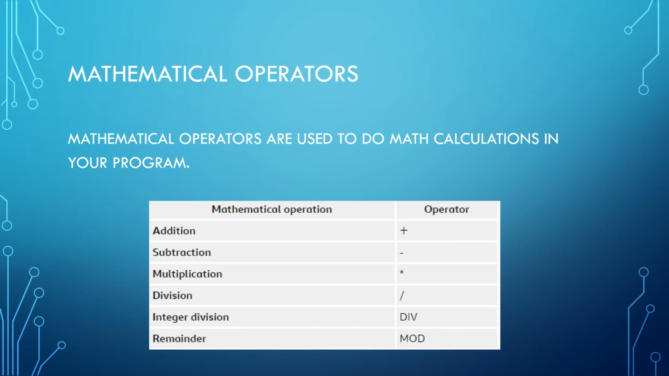Mathematical operators. Mathematical operators are used to do math calculations in your program. We've got addition, subtraction, multiplication, division, integer division, which is div, and remainder, which is mod. These are the 2 different ones, and they'll be explained in the next slide.